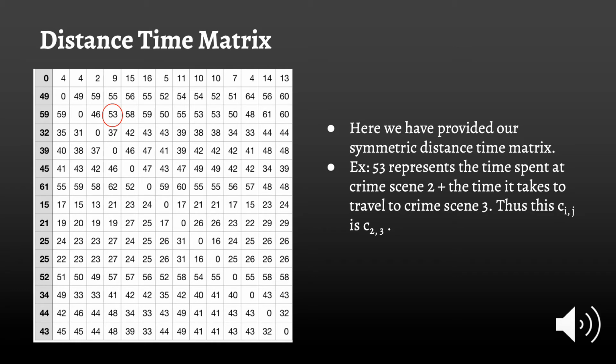Here we have provided our symmetric distance time matrix. Each number in this matrix takes into account the time it takes to travel from crime i to crime j, as well as the time spent at crime i. So the circled number 53 represents the time spent at crime scene 2, as well as the time it takes to travel from crime scene 2 to crime scene 3. Thus, the cij is c23.